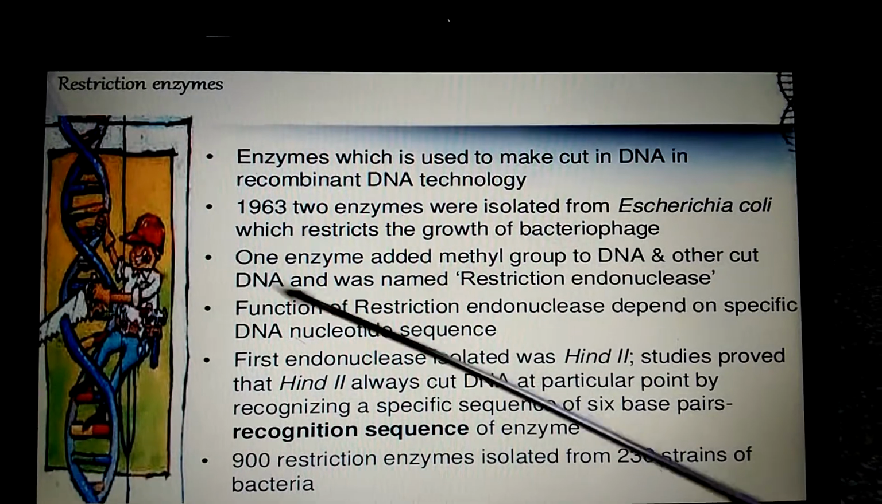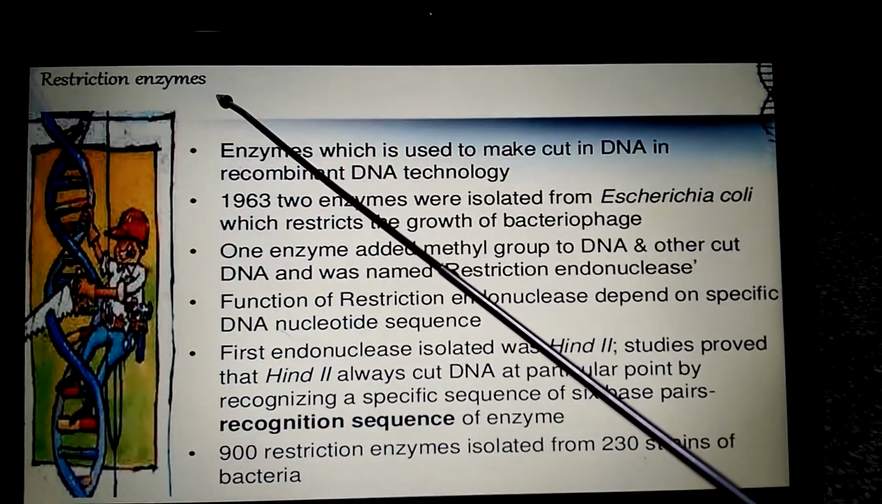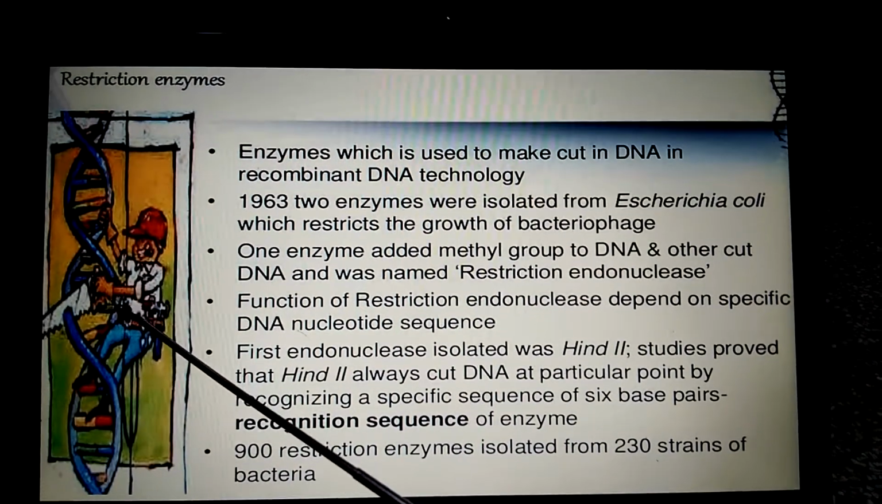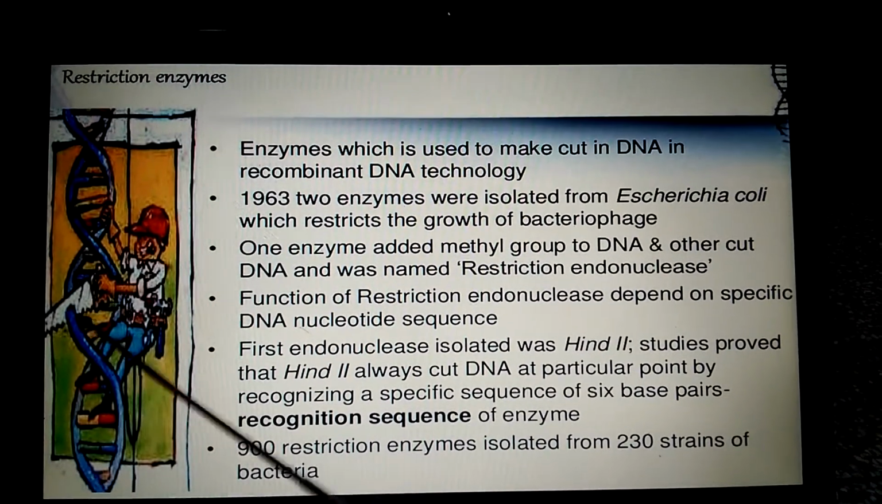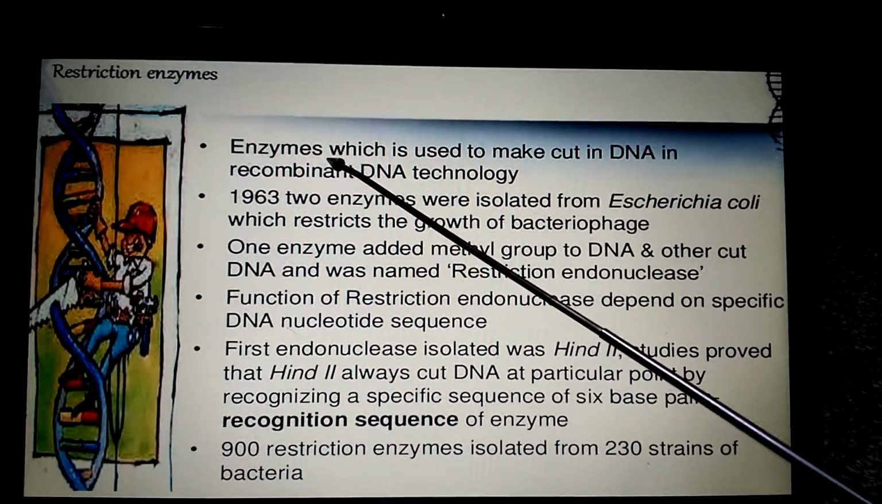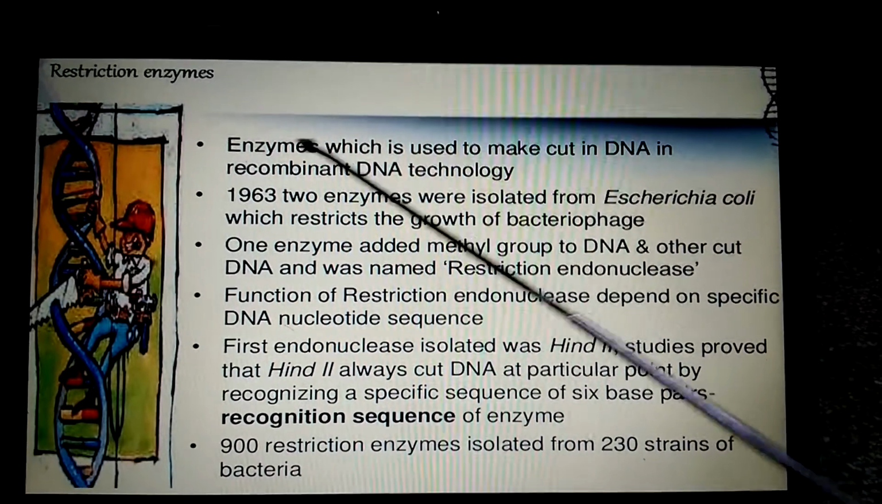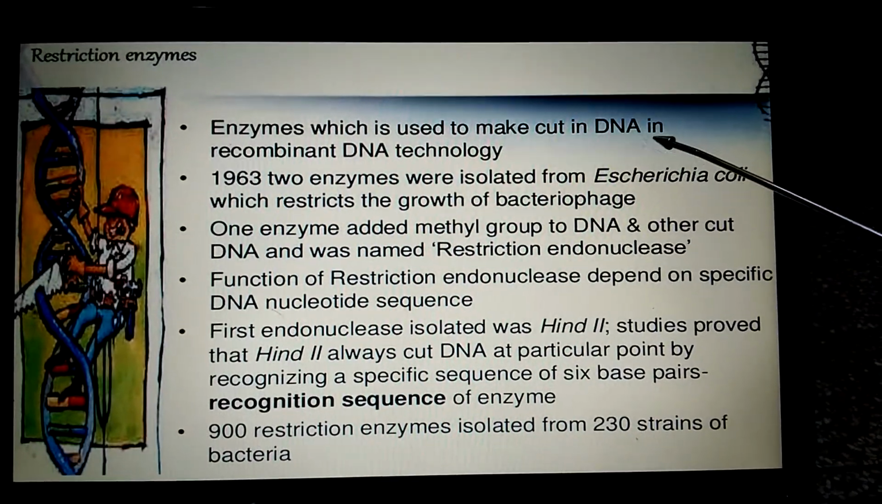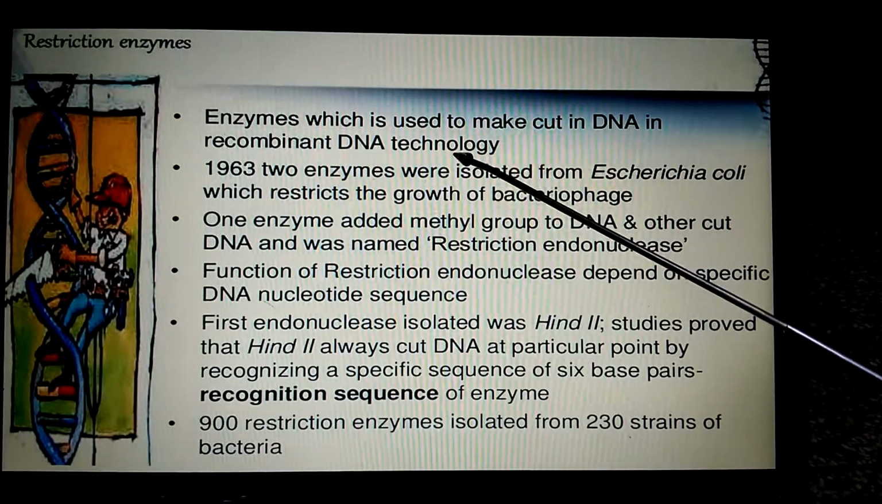First, we are going to talk about the restriction enzymes. Restriction enzymes are also called molecular scissors. They are going to cut the genomic DNA into smaller fragments. So, restriction enzymes are the enzymes which are used to make cuts in DNA in the process of recombinant DNA technology.